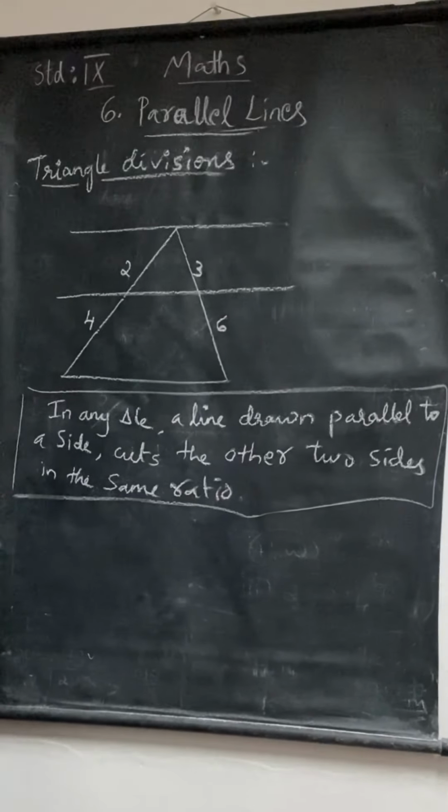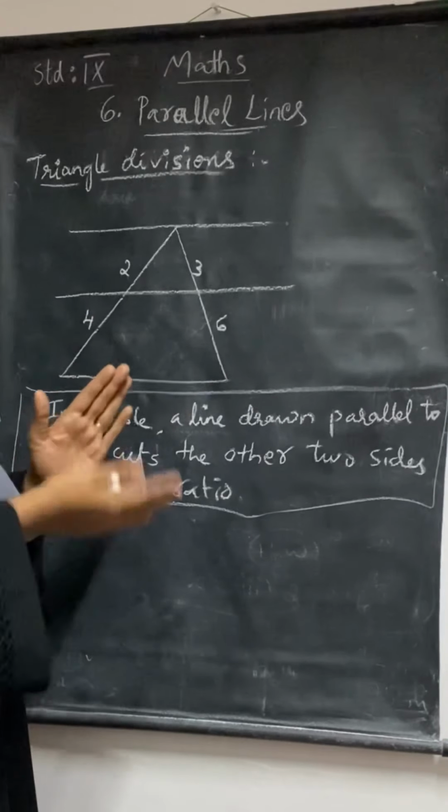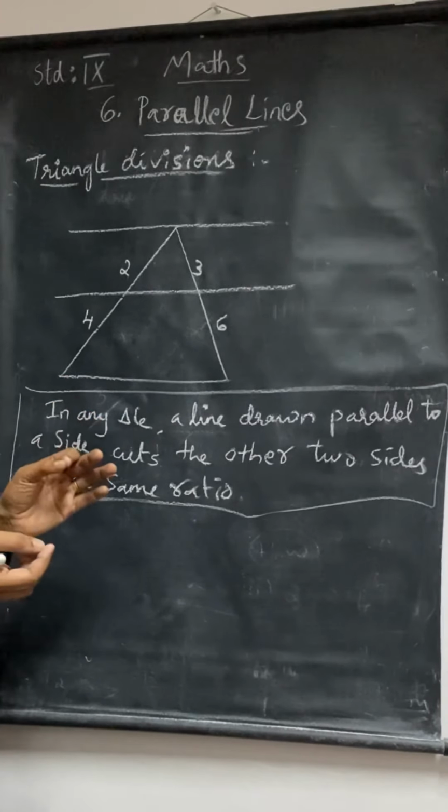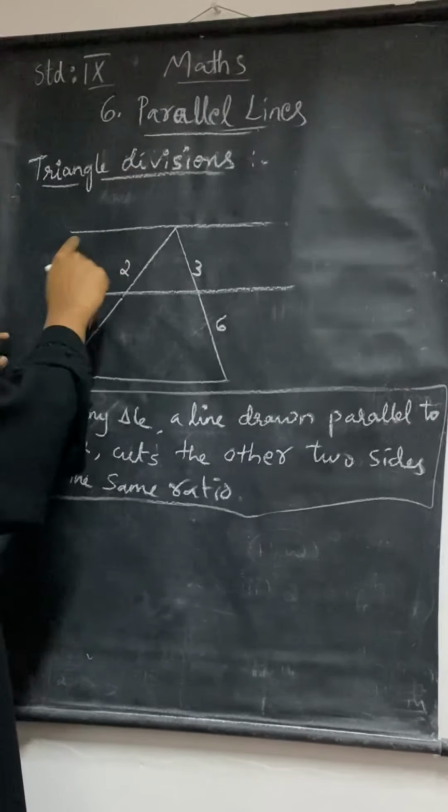So triangle division means, as we see in parallel division, same way. Parallel division is where we divide with a parallel line. There we studied one concept. Same way you are going to see it in the triangle. So the triangle is divided by a parallel line.